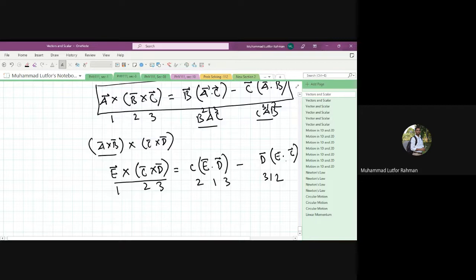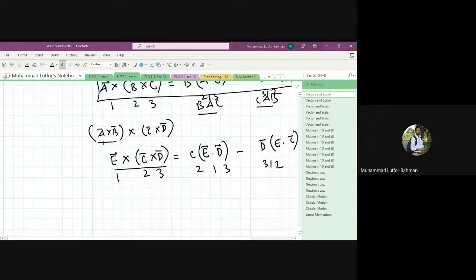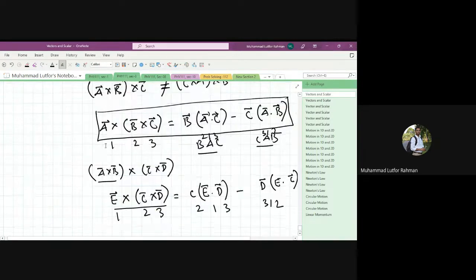That's why we can extend this idea to more than two or three vectors. But they will not give you more than three vectors. Up to that level is enough for you. But that's the technique. You can extend your idea to more than two or three vectors.